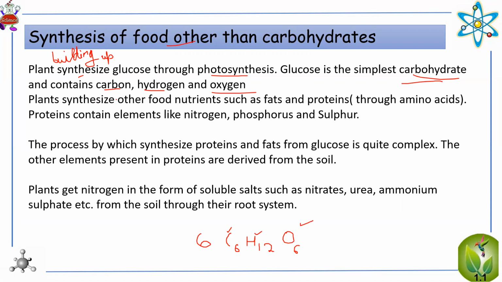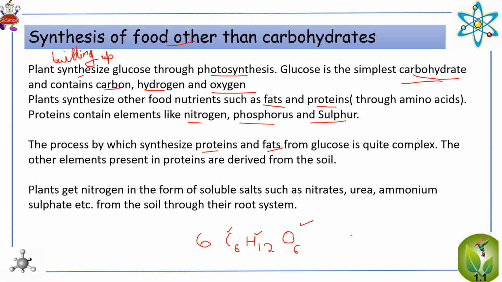And plants synthesize other food nutrients. Plants build up other food nutrients also, such as fats and proteins. How do they build up fats and proteins? Through amino acids. And proteins contain elements like nitrogen, phosphorus, and sulfur. The process by which they synthesize proteins and fats from the glucose is quite complex. These are not in simpler form. These are very complex.